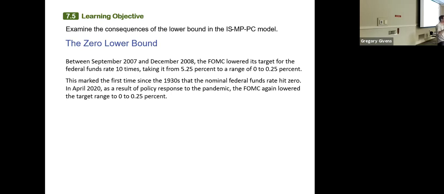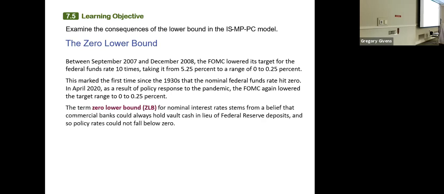And really in the next class, we'll go through the mechanics of exactly how the zero lower bound can create a lot of problems for the central banker in much the same way as violations of the Taylor principle do, okay? Now, just to be clear about the definition here, what do I mean when I say the zero lower bound, or ZLB? That stems from a belief that the nominal interest rate is not going to go below 0 because commercial banks could simply always hold vault cash in lieu of Federal Reserve deposits. So the policy rate can't go below 0, right?